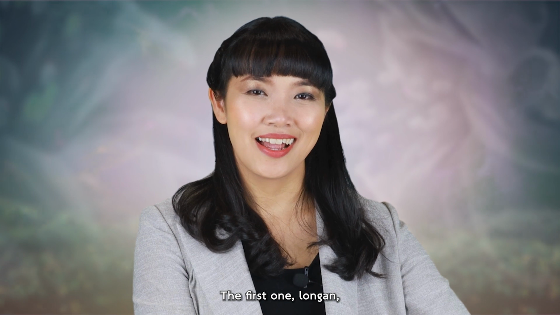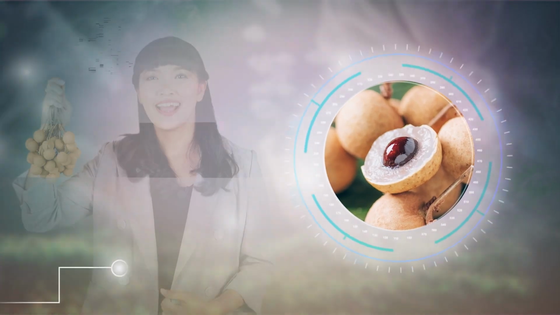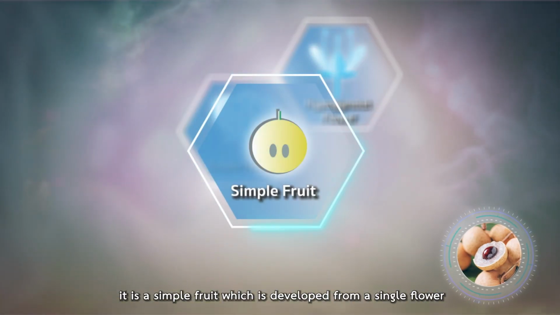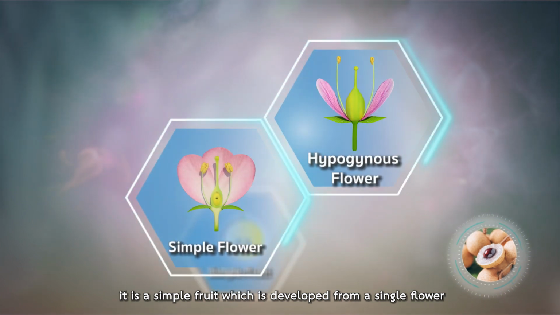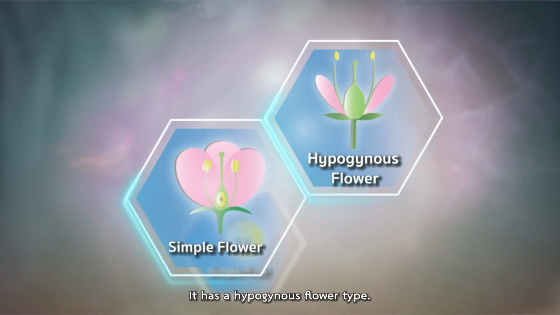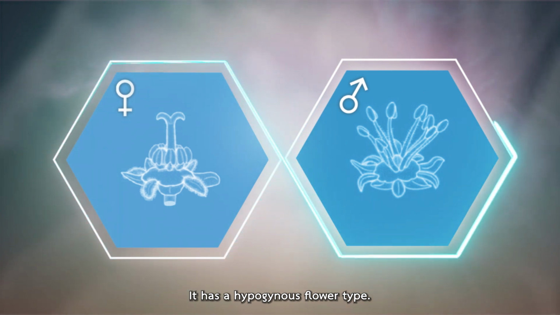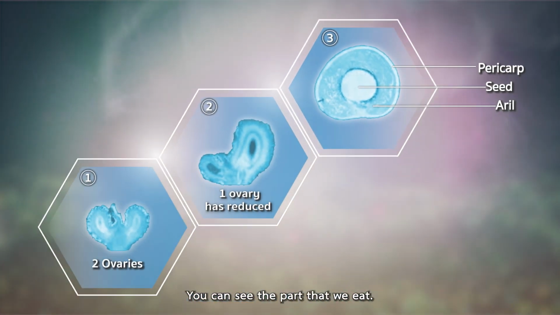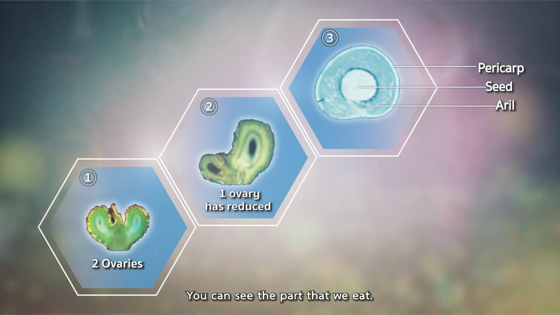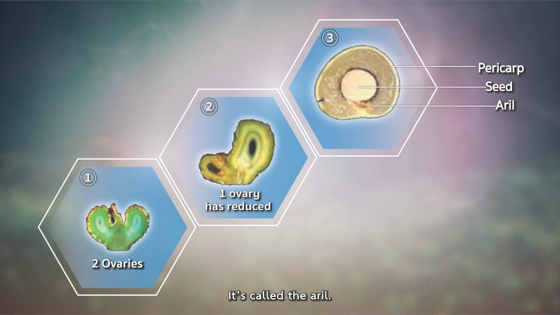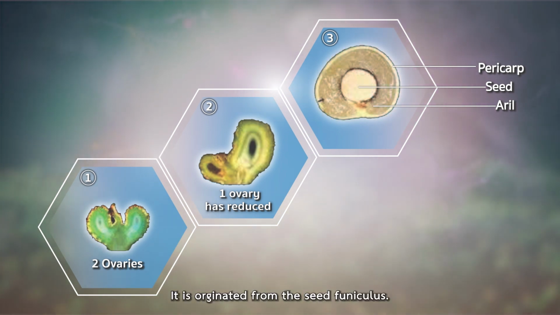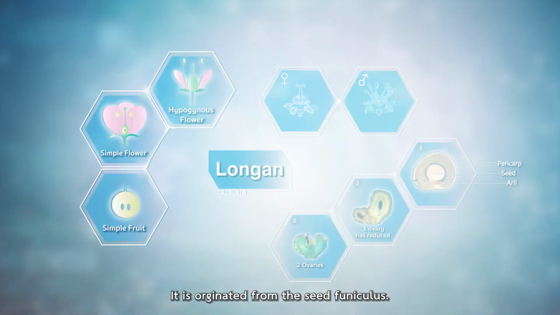The first one, longan, is a simple fruit which is developed from a single flower having one ovary. It has a hypogynous flower type. You can see the part of what we eat. This is called the aril. It is originated from the seed funiculus.